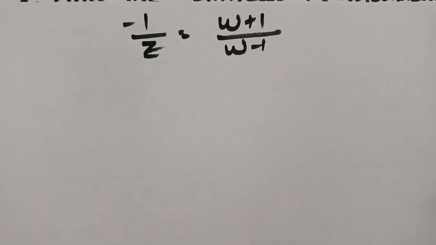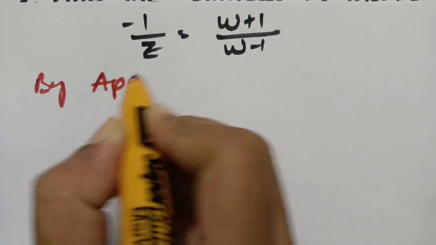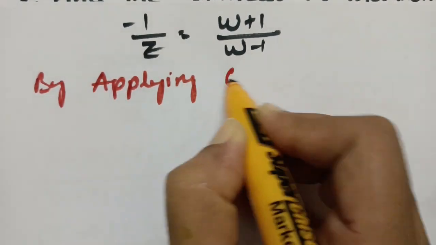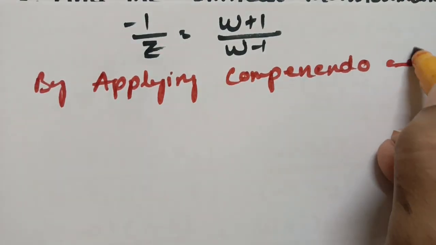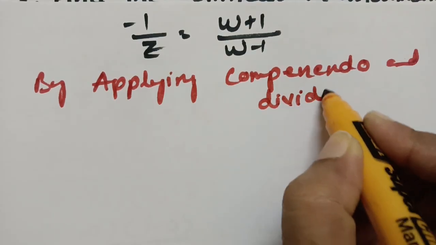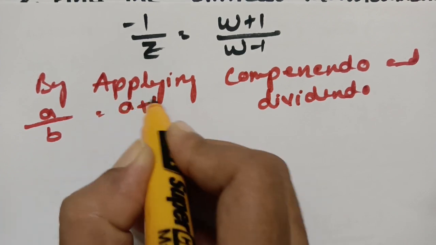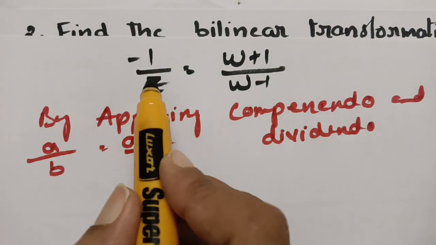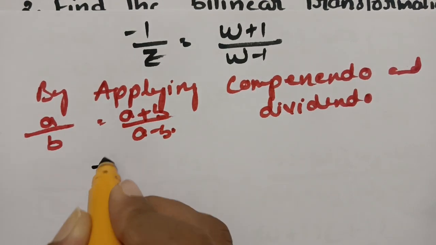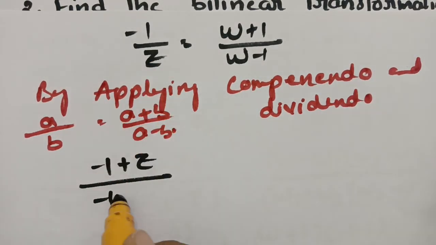In order to get w alone, I have to apply componendo and dividendo. That is very simple. If you consider this fraction, we have to add one time and subtract one time. If I consider this fraction as a by b, so minus 1 a will be like that, I'm adding this z, and next one, I'm subtracting one time.